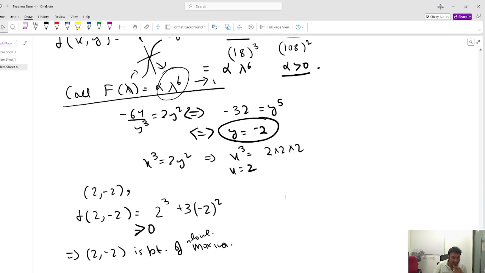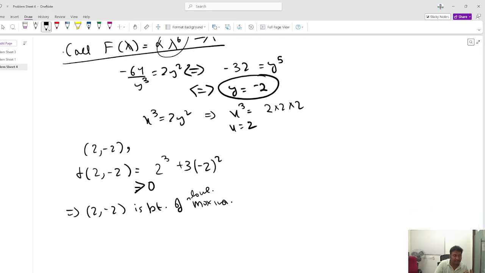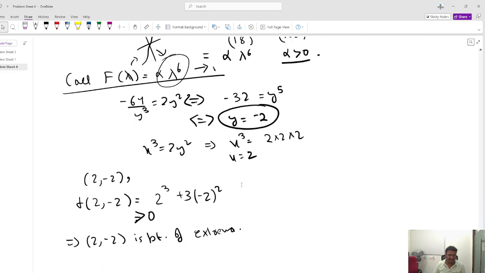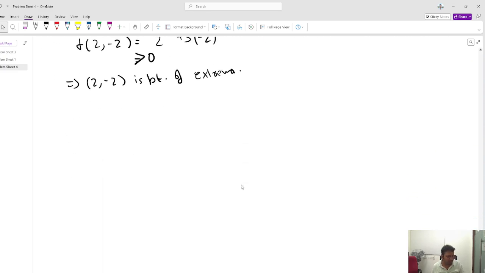Point of maxima. Oh no, it's not a point. Yeah, it's fine. Local maxima I'm writing. We can say extrema only. We don't know what actually the behavior of the whole function would be. So better to call it just a point of extrema. Anyway, the question asks you to find the point of extrema. So what is the next problem?